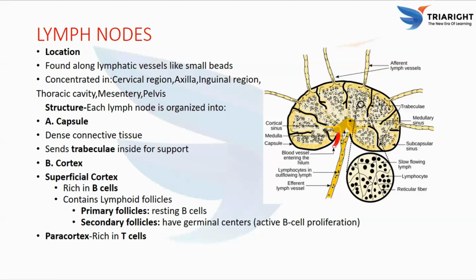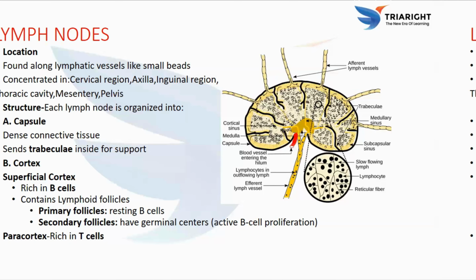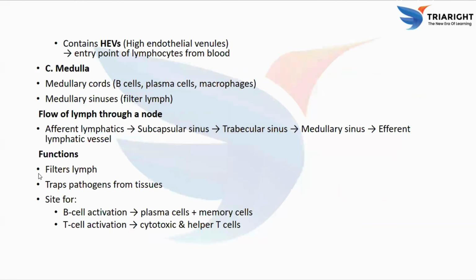So lymphocytes in lymph. These are the small round cells inside the sinuses representing the immune cells filtering the pathogens. So the lymph node contains HEVs, nothing but high endothelial venules. These are special blood vessels which are found mainly in the paracortex of the lymph nodes. Their walls are thicker and more cuboidal. They are not flat like normal vessels.